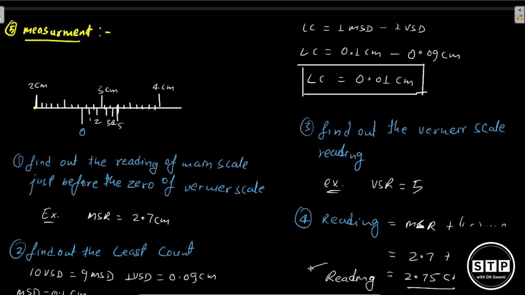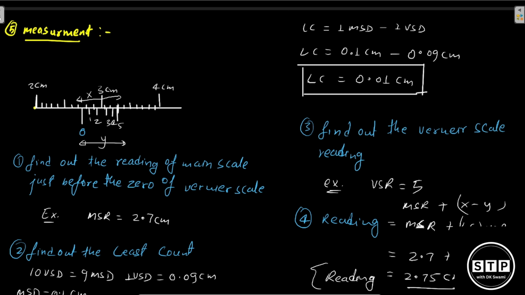If the VSD is greater than MSD, then you can apply MSR plus X distance, where X is the distance which is matching with the Vernier scale, and Y is the distance starting from the 0 of the Vernier scale. Then you do MSR plus X minus Y if VSD is greater than MSD. Then you can apply this formula and find out the reading. So this is how we calculate the measurement.